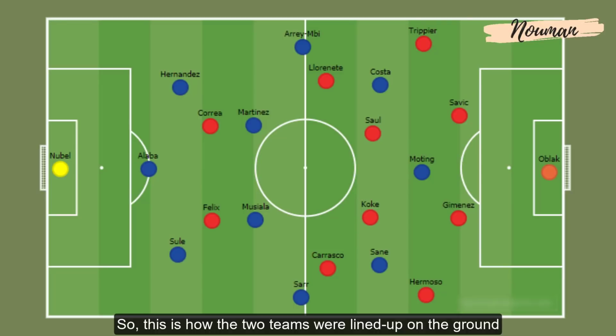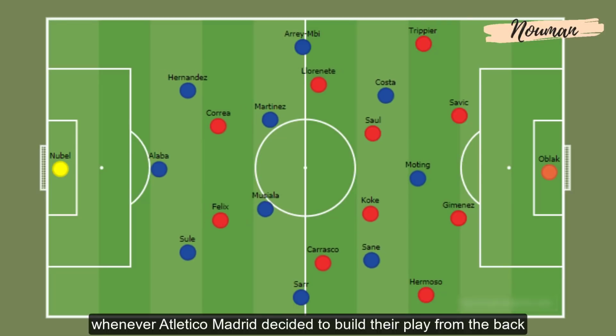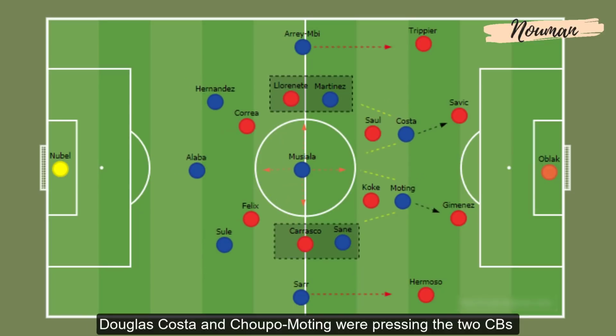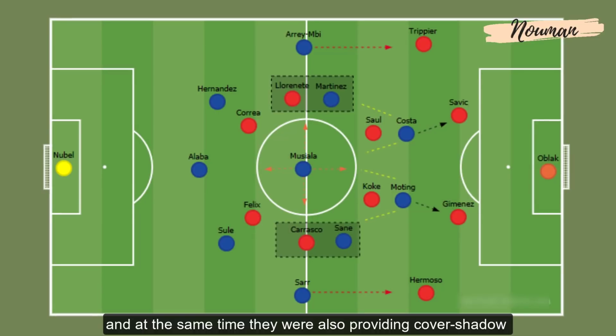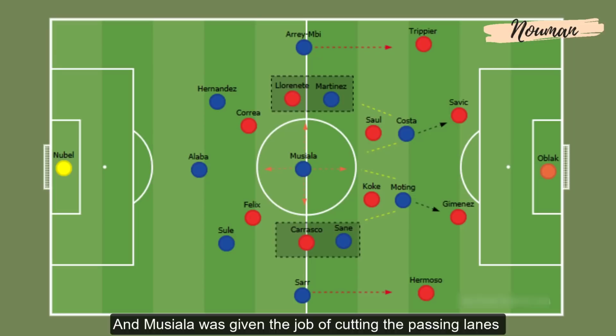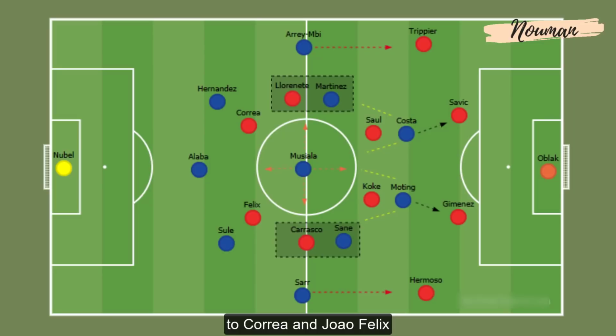So this is how the two teams were lined up on the ground whenever Atletico Madrid decided to build their play from the back. Douglas Costa and Choupo-Moting were pressing the two centre-backs, and at the same time, they were also providing cover shadow to Koke and Saul. Javi Martinez and Leroy Sané were covering Llorente and Carrasco, and Musiala was given the job of cutting the passing lanes to Correa and Joao Felix.